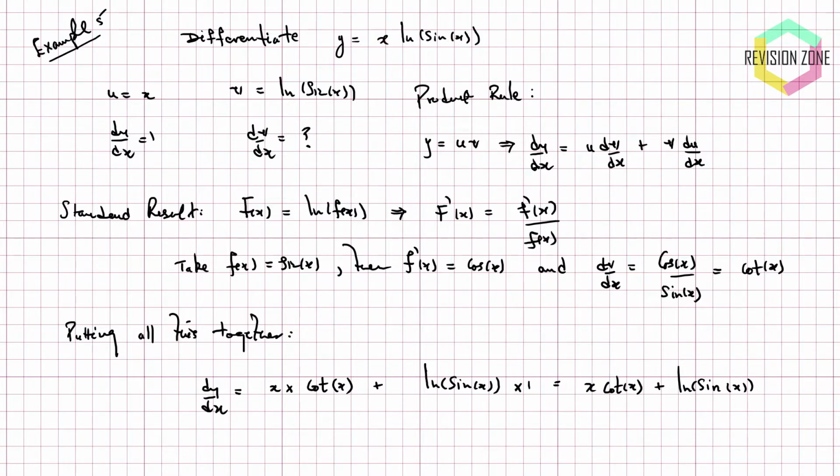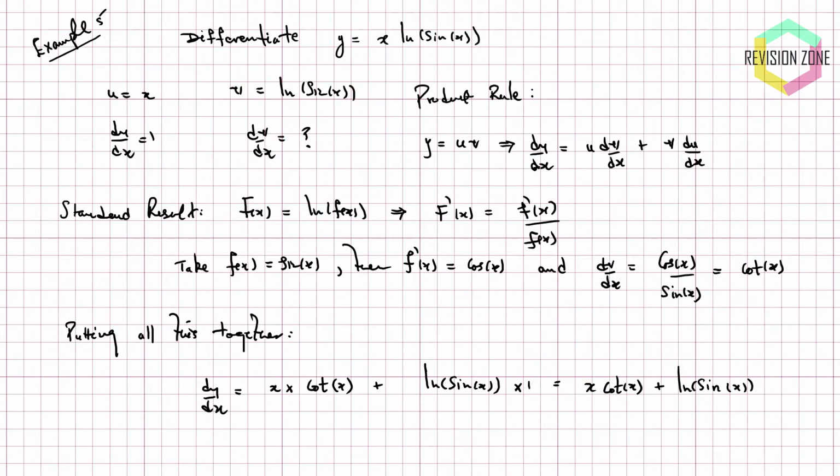But because the overall structure is a product, something times by something else, I turn to the product rule, but I need to know the derivatives of each of the functions that I'm going to define. So it's natural to take u to be x and v to be log of sine x. Obviously, du by dx is easy. That's just 1. But dv by dx, we need to use a standard result to work this out.